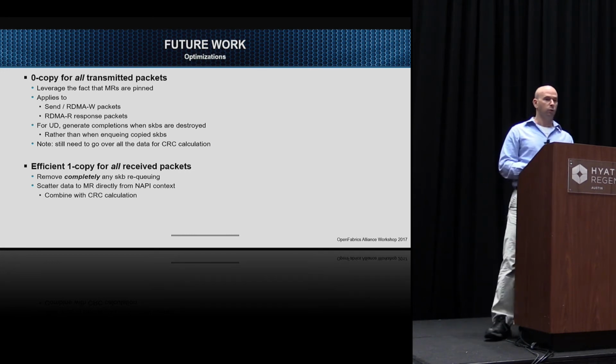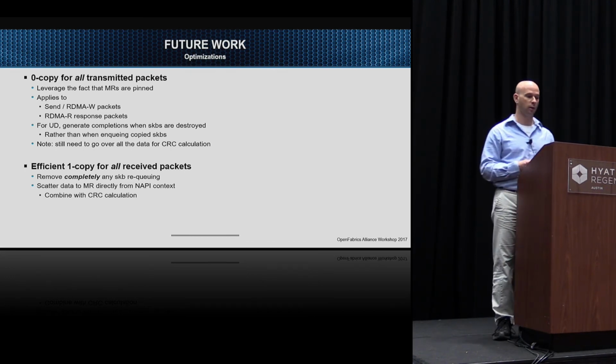On the receive side, we can't do zero copy because we need to first inspect the packet and then scatter it to the correct memory region. But we can do it more efficiently than it is done today. We think that we can remove completely the requeuing of packets and handling them from a separate tasklet context. Again, since the memory region is pinned, we can scatter the payload directly from the NAPI context.